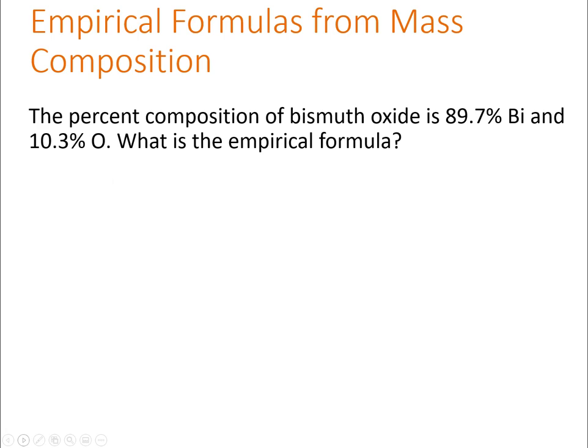Let's try another one of these percent composition ones. Feel free to work along with me if you're like, I got this. This is a new one that you haven't seen. Try working through it. I'm going to work through it too at the same time. And if you get stuck, you can kind of watch along and then keep going.